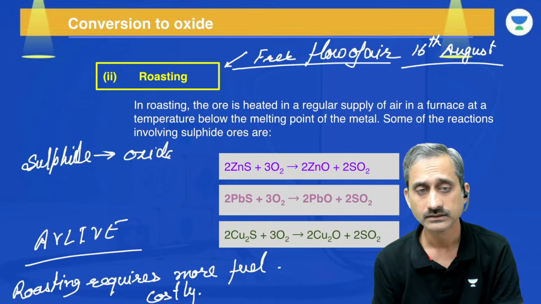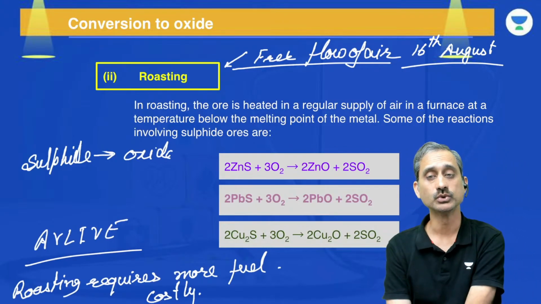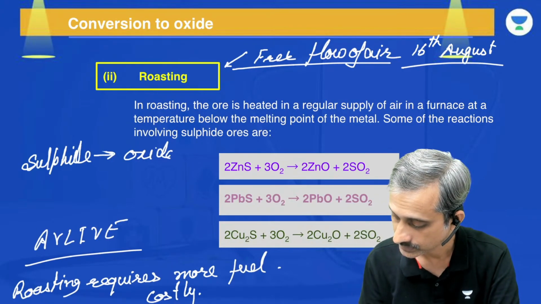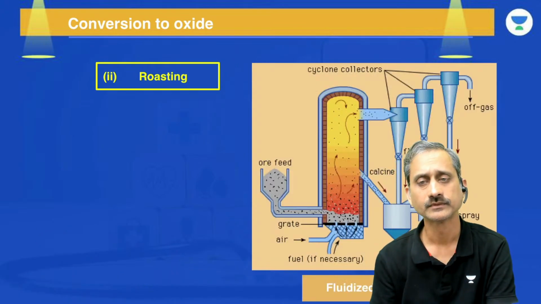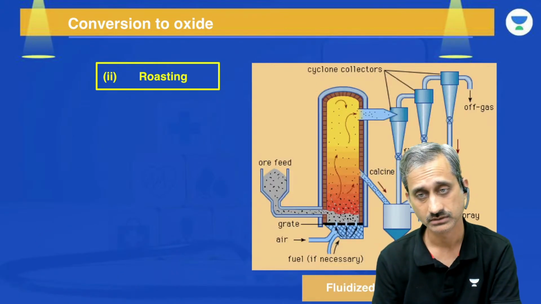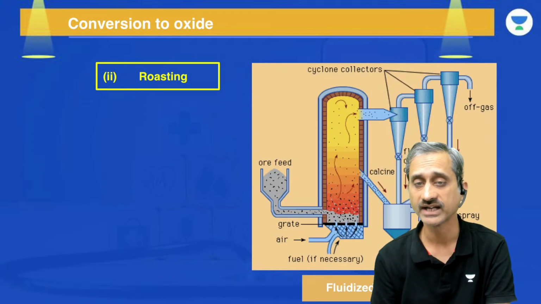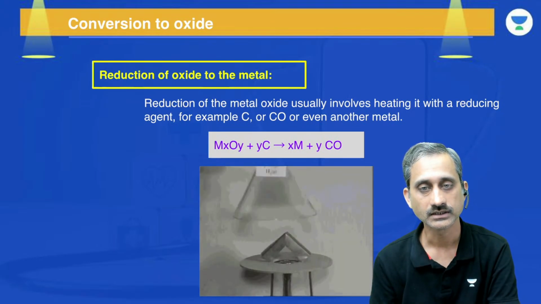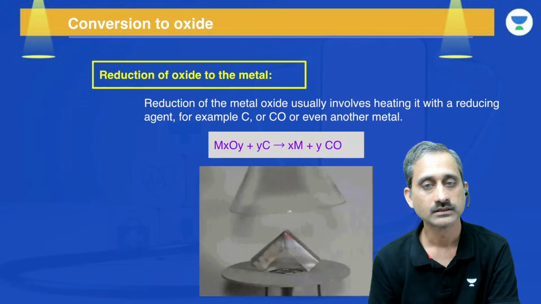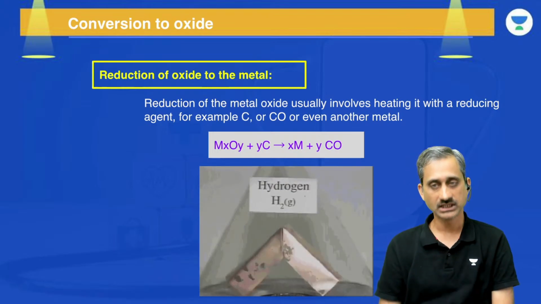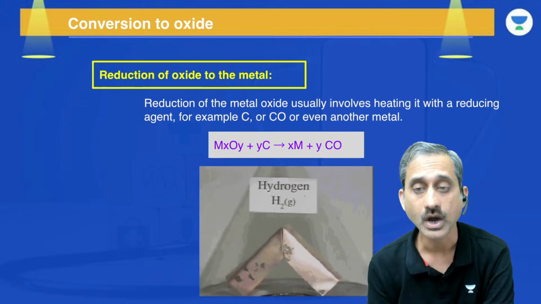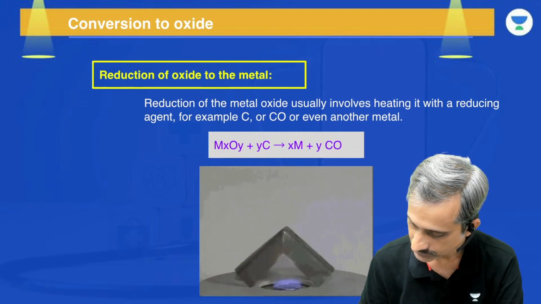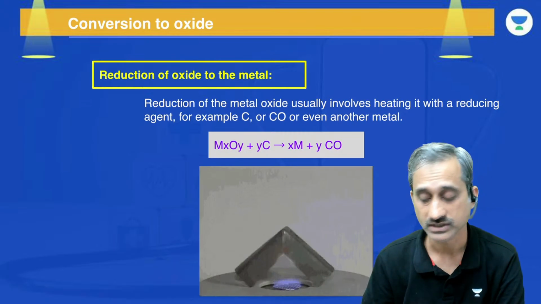Is it clear? Roasting requires more fuel, and that is why it is costly. Okay. So whenever we have the possibility, we do calcination, not roasting. Unless it is sulfide ores, we do not talk about roasting. Okay. Now let's talk about the conversion of the oxide to metal.